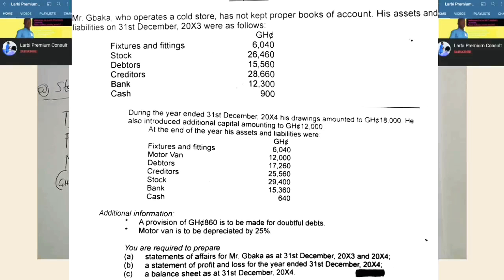They said a provision of what? 860 is to be made for doubtful debt. So you're going to subtract the provision so that we know the remaining balance. That provision is created to cater for any bad debt that will arise in future. All right. So once that provision is created as an expense, we need to take it off. So you're going to subtract from the debtors balance so that we know the actual balance that exists as at 31st December 20x4. So let's take note of that.